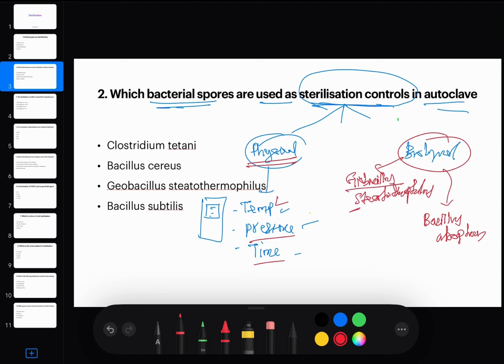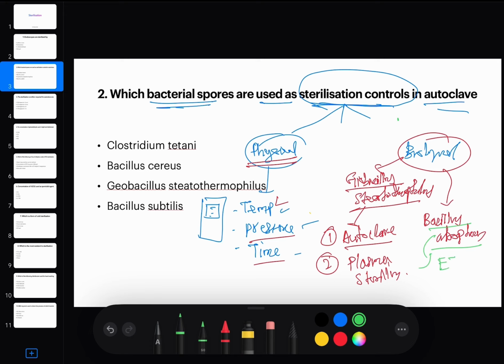Geobacillus stearothermophilus is used for two types of sterilization method. The first one is the autoclave. The second one is plasma sterilization. And Bacillus atrophaeus is used in ethylene oxide sterilization. So Geobacillus is for autoclave and plasma sterilization, and Bacillus atrophaeus for ETO.